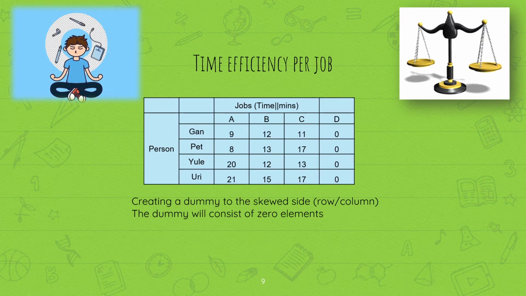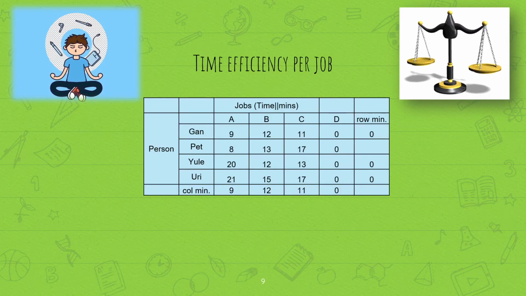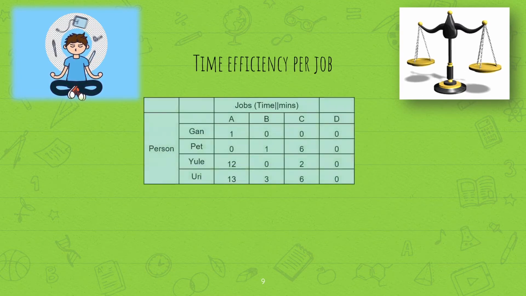Then all of the entries inside the dummy row/column will contain zeros as its elements. We will use the Hungarian method to solve the problem. As we all know, when using the Hungarian method, the minimization steps are being used. So in this case, the minimum row values are automatically 0 because of the dummy. Thus, we go to the minimum value per column, which is 9, 12, 11, and 0. After subtracting all of them, this will be the result.